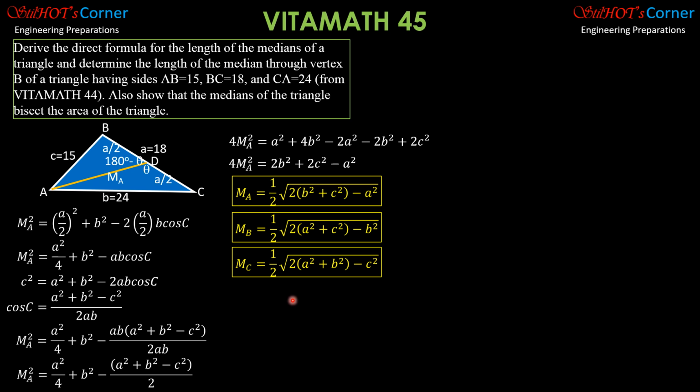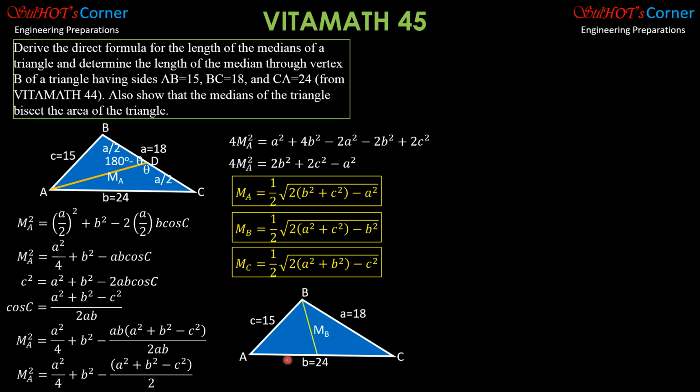Then to show that the medians bisect the area of the triangle, from this triangle here, we will first consider the triangle for finding the length of the median through B, but later on. We will use this triangle in showing that the medians bisect the area of the triangle. So same data, then this is the median through B. This would be 12 and 12.